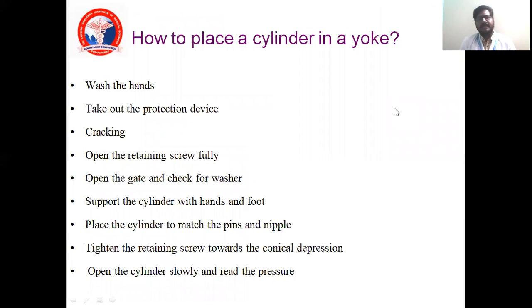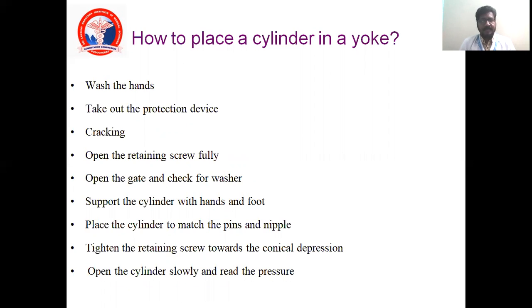How to place a cylinder in the yoke? This is very important. Every anesthetist, every anesthesia resident, every MBBS student, every one of you should learn how to place a cylinder in a yoke. It has certain steps which are very important to follow. Initially, we have to wash the hands, take out the protection device.